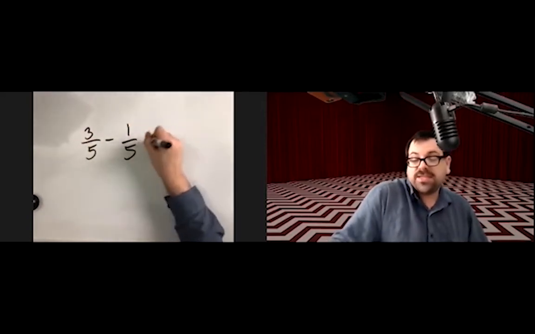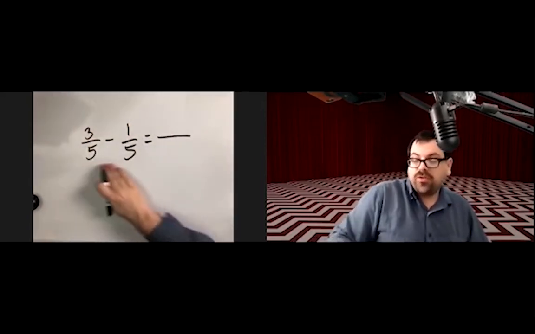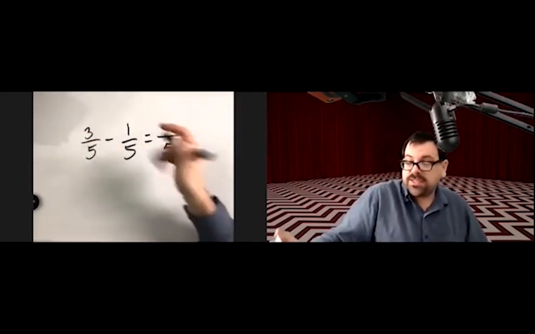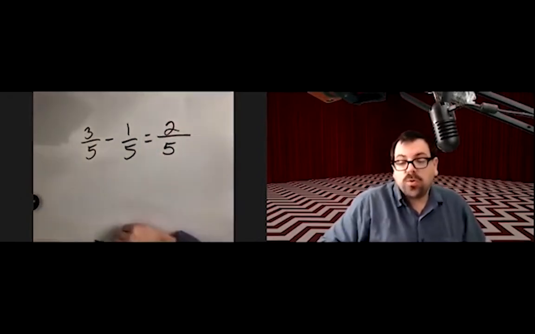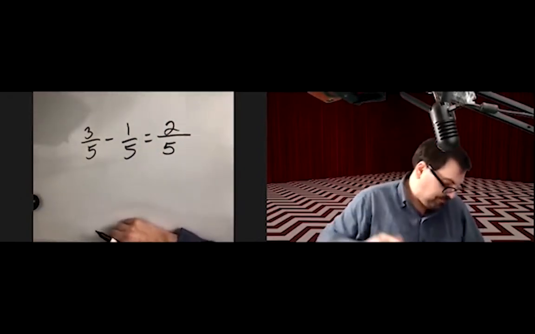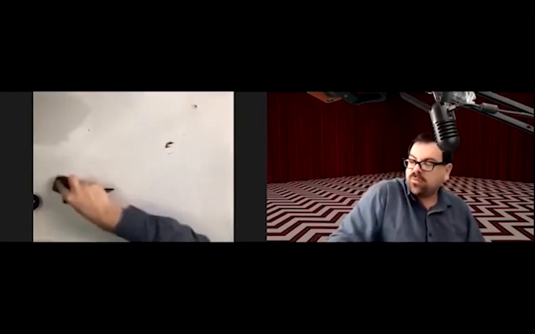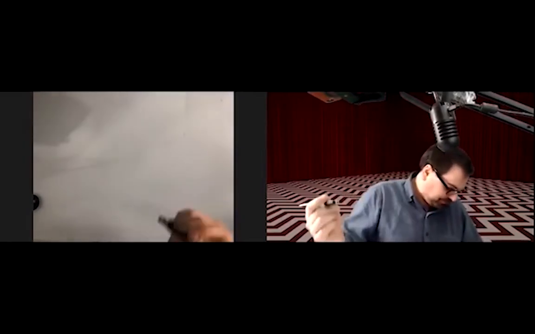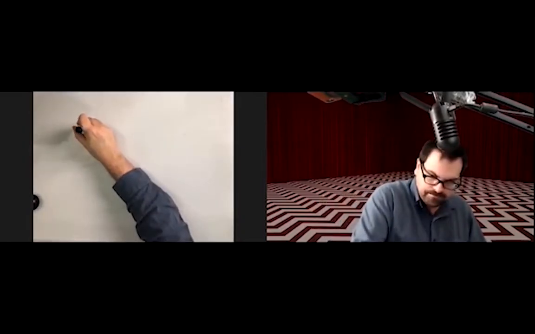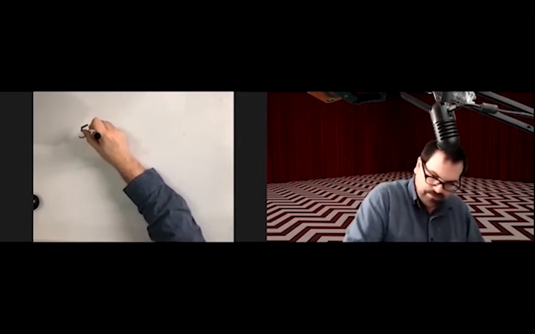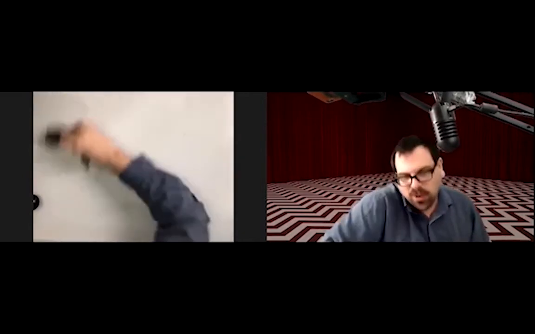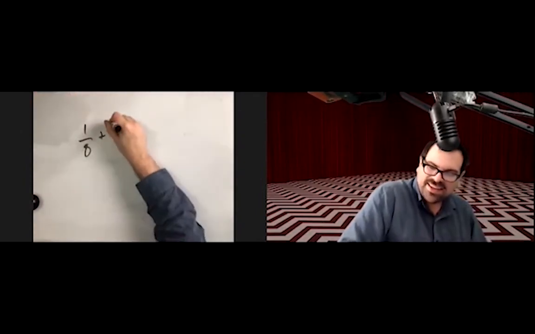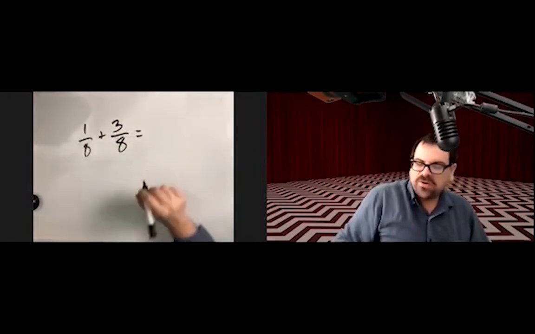We have 3/5 minus 1/5. Again, they're both fifths, which means our answer is fifths, and then we subtract across the top. 3 minus 1 is 2. Let's see how this works out when we bump it up to expressions and not numbers. Let's do one more with numbers. Might as well get this in now.